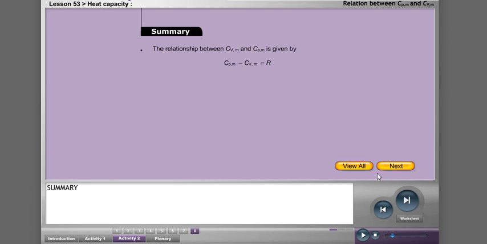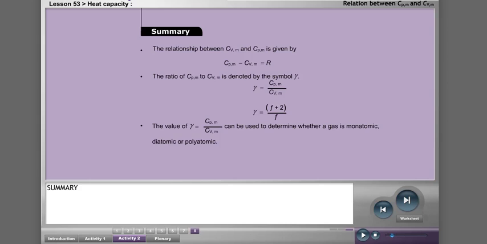Summary: the relationship between Cv,m and Cp,m is given by Cp,m minus Cv,m equals R. The ratio of Cp,m to Cv,m is denoted by the symbol gamma. Gamma equals Cp,m over Cv,m, which implies gamma equals (f plus 2) over f. The value of gamma equals Cp,m over Cv,m can be used to determine whether a gas is monatomic, diatomic or polyatomic.